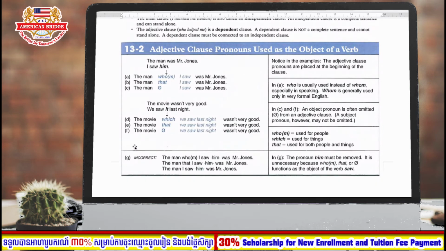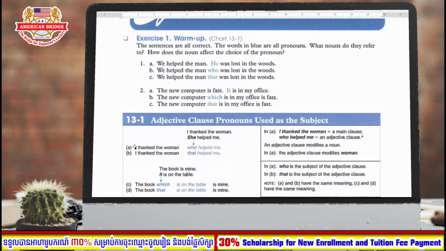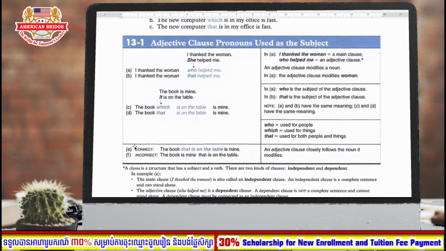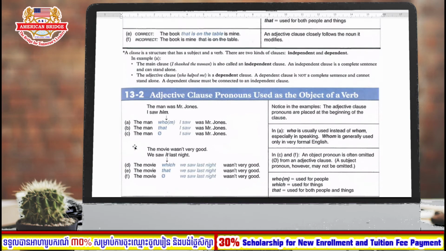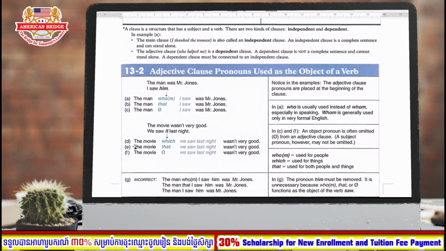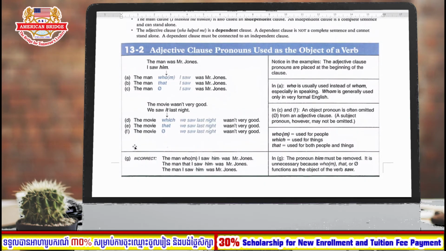Alright, let's look at point number 2: the adjective clause pronoun used as the object of a verb. In the previous table, we said that the adjective clause pronoun can be used as the subject. Now it can also be used as the object of a verb. So how? Let's look at the example.